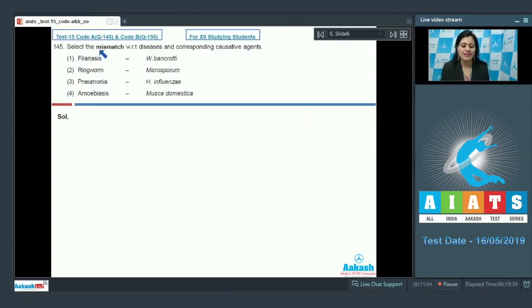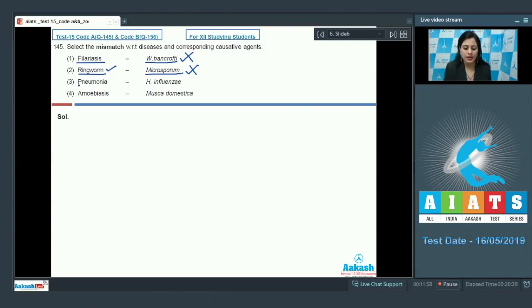Question number 145. Select the mismatch with respect to diseases and corresponding causative agents. And the very first match given is filariasis, and the match given is W. bancrofti, which stands for Wuchereria bancrofti, and as it is a correct match, this cannot be a correct answer to our question, because Wuchereria bancrofti or Wuchereria malayi are responsible for causing filariasis or elephantiasis. The next match given is ringworm, and the match given is microsporum, and as it is also a correct match, this cannot be a correct answer to our question, because microsporum, trichophyton and epidermophyton are the genera of fungi which are responsible for causing ringworm infection.